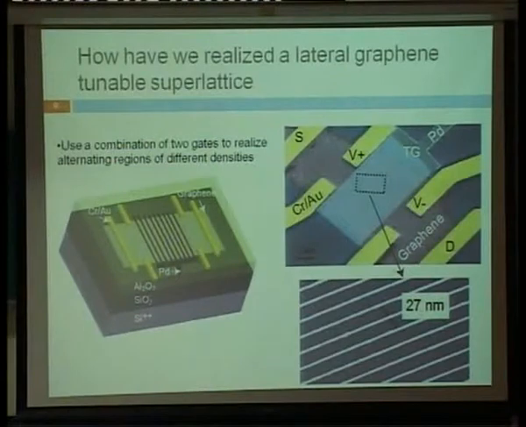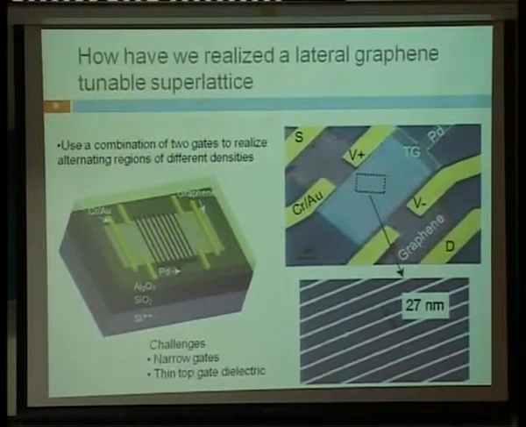Okay, all right. So the challenges in this particular thing are just to make narrow gates, and the other technical challenge is that you want to make a very thin dielectric, primarily because the smoothness of the potential is essentially set by the thickness of the dielectric. The thicker the dielectric you make, the more this field is going to spread out.